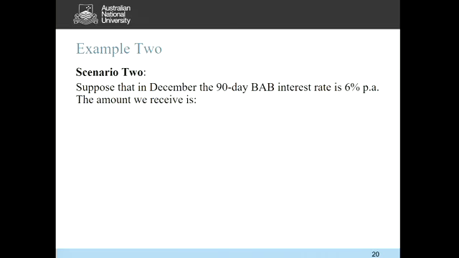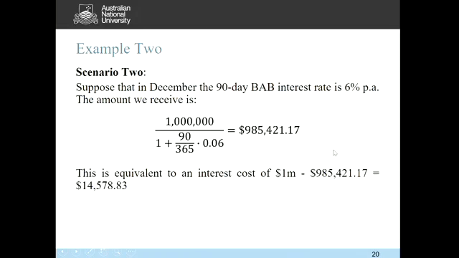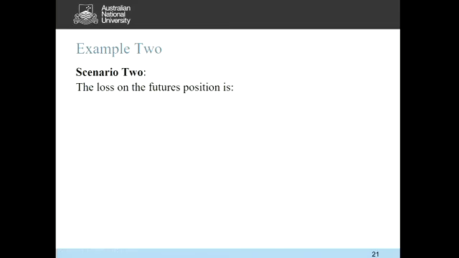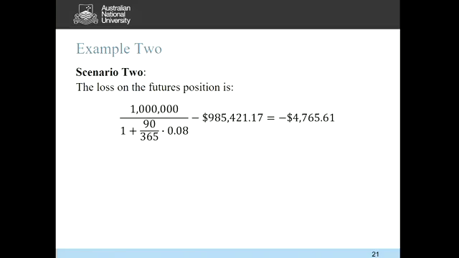Now, scenario number two. Suppose the December 90-day BAB interest rate decreased to 6% per annum. And this time we receive more money, right? So 1 million discounted at 6% gives rise to this amount. This is equivalent of paying an interest of $14,578. So we pay less interest this time, but we shouldn't be too excited about it because we're making a loss in our futures position this time, right? This time we're making a loss of $4,764 on our futures position.